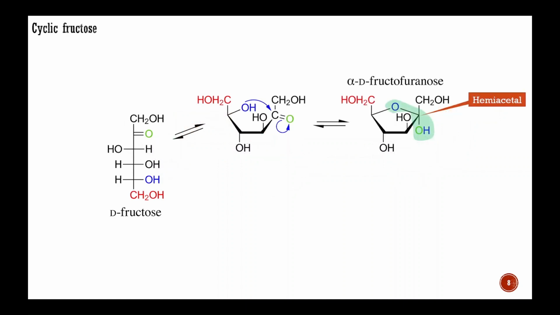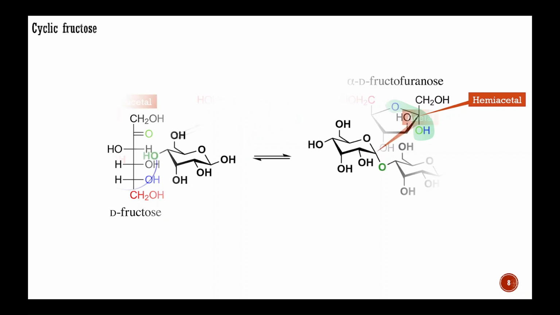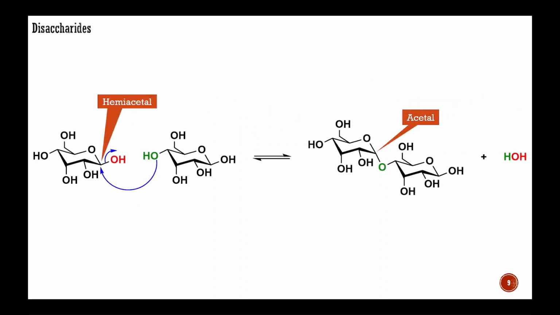Just like glucose in solution, other sugars also prefer to exist in their cyclic hemiacetal form. However, for some sugars, the most stable conformation is the 5-membered furanose form, as is the case for fructose, shown here. When 2 monosaccharides undergo a dehydration condensation reaction, they form a disaccharide, which is essentially an acetal.